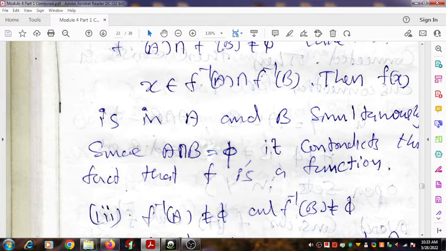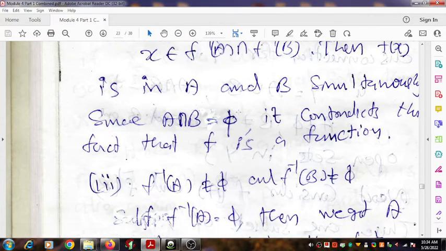F of X is a member of Y, the second space. Moreover, it's a member of A. It's because X is a member of F inverse of A, so F of X is a member of A. Similarly, X is a member of F inverse of B, so F of X must be a member of B, and that means there exists a common point in A and B. That's F of X is a common point for A and B. That is, A intersection B is non-empty.